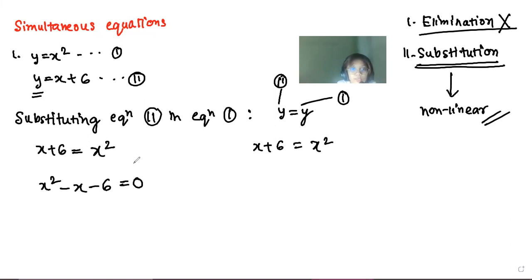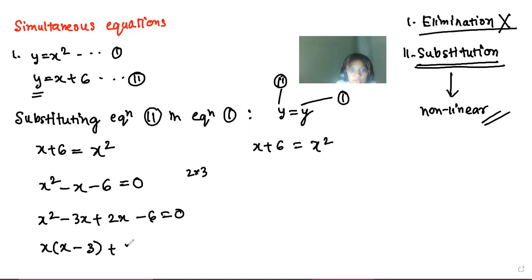So how do we middle term break this? So 6 is like 2 into 3. So x squared minus 3x plus 2x minus 6. Do let me know if you do not know how to middle term this. Then I'll make a specific video on that because I cannot really teach that in this video.